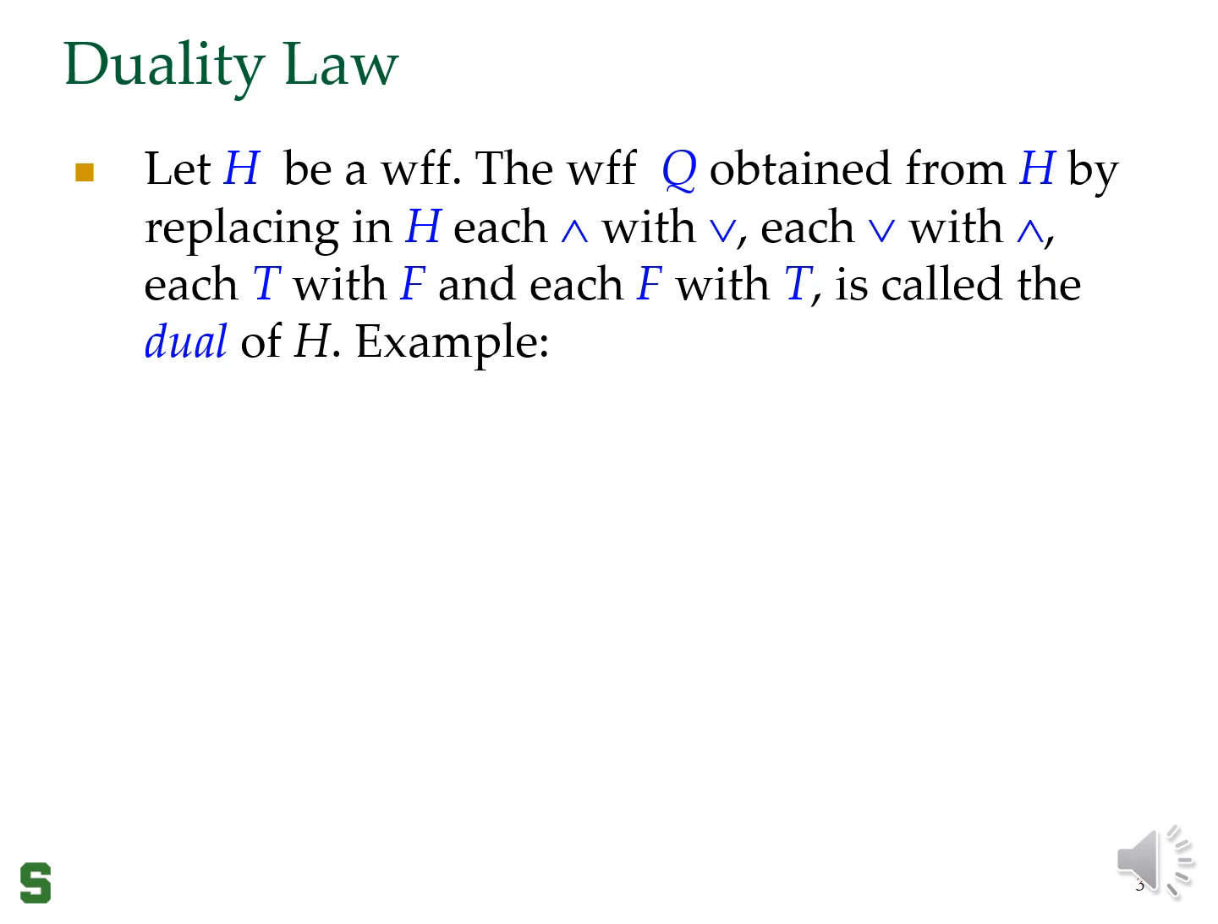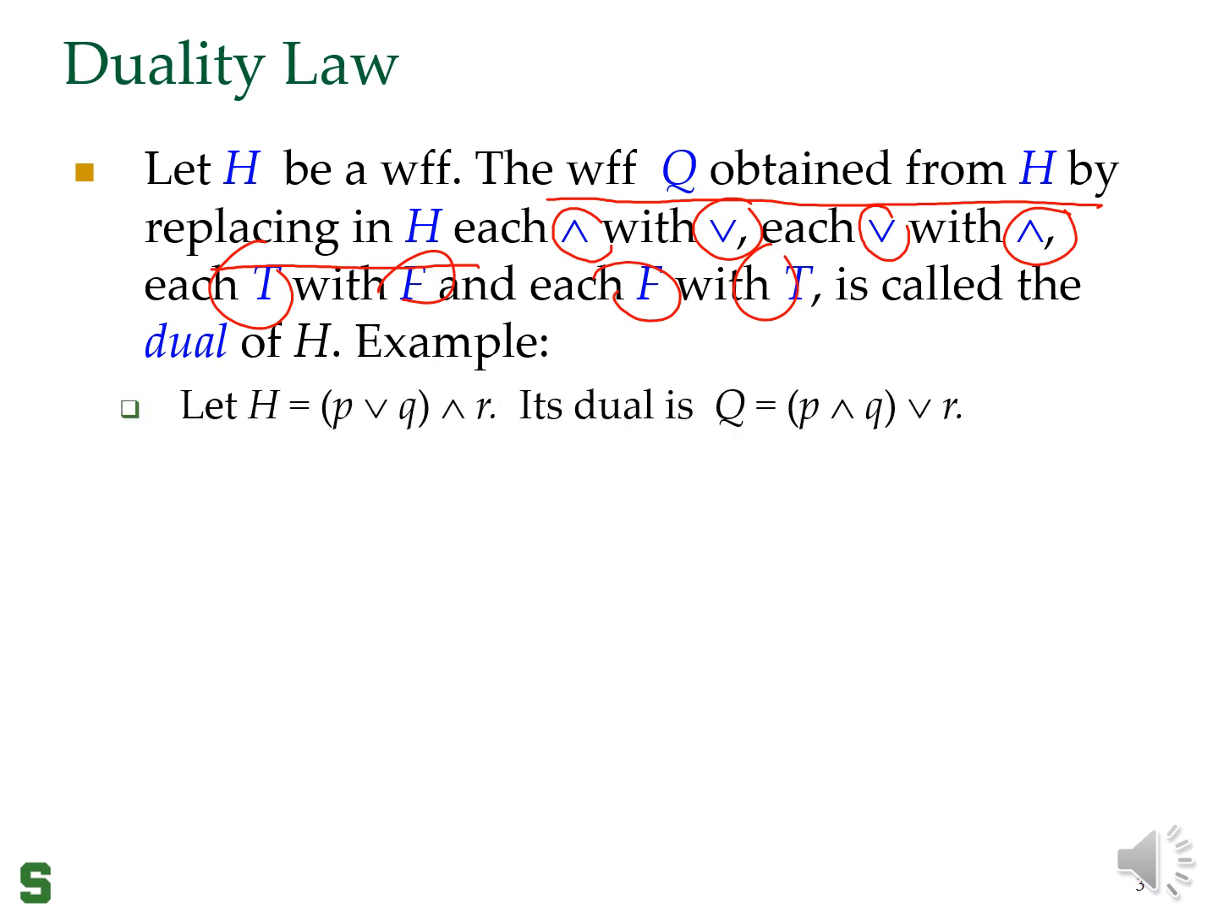The last substitution rule is what I'm going to call the duality law, which is basically a generalized De Morgan's law. Let's say H is a well-formed formula. We're going to obtain Q from H by doing the following. In each instance where we have an AND, we replace it with OR. We replace OR with AND. We replace true with false, and false with true. This is what is called the dual of H.